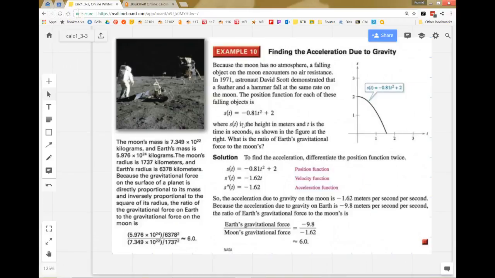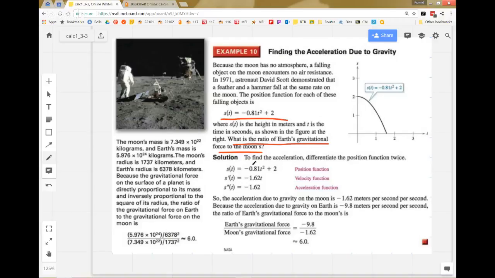The position function for each of these is, and S is the science way of saying distance or displacement, S of t equals negative 0.81 t squared plus 2. And as you can see, it's graphed here. It's a parabola. The moon has gravity at just 1/6 the amount it is on the Earth. S is the height in meters, and t is how many seconds the thing has been falling. What's the ratio of the Earth's gravitational force to the moon's?